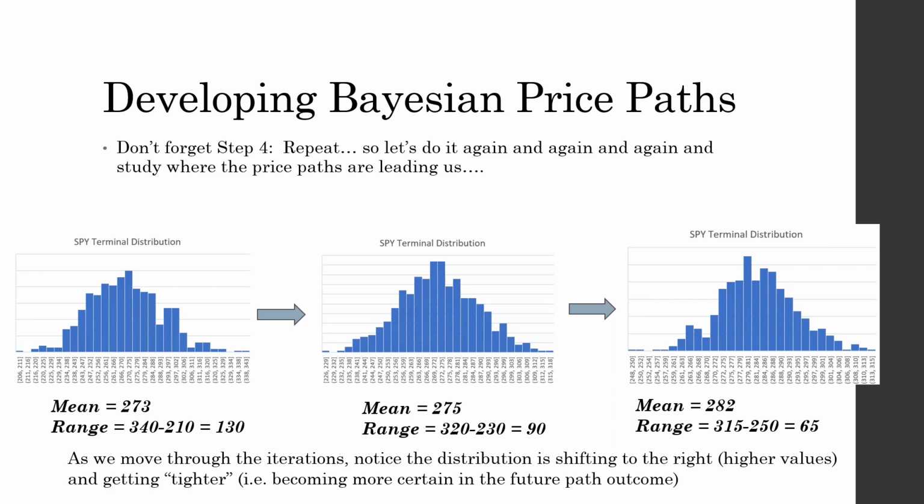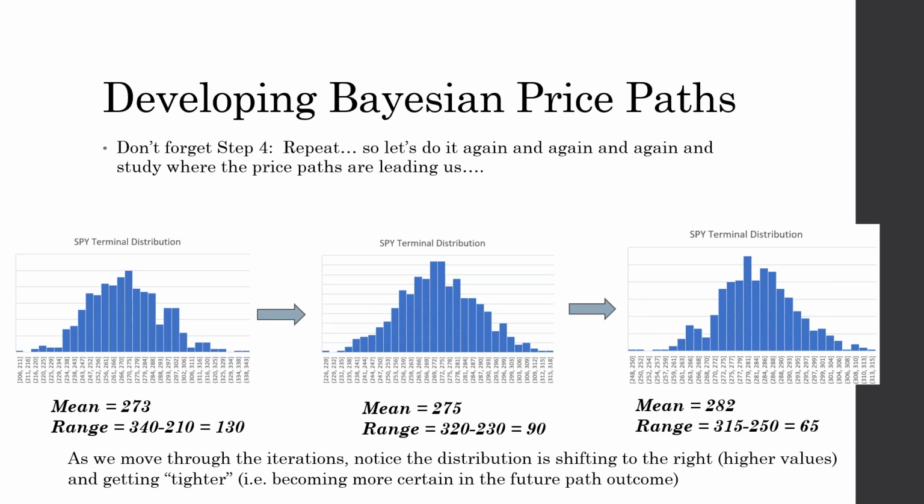You'll get sometimes they're close, but never spot on. And that makes sense. Real data is never perfect, as you guys know. So mean 273, range 130; mean 275, range 90; mean 282, range 65. If I'm looking at this information from last week and trying to make a decision on where SPY might be 10 trading days from now, I'm thinking there is some type of upward press going on behind the scenes, under the hood.